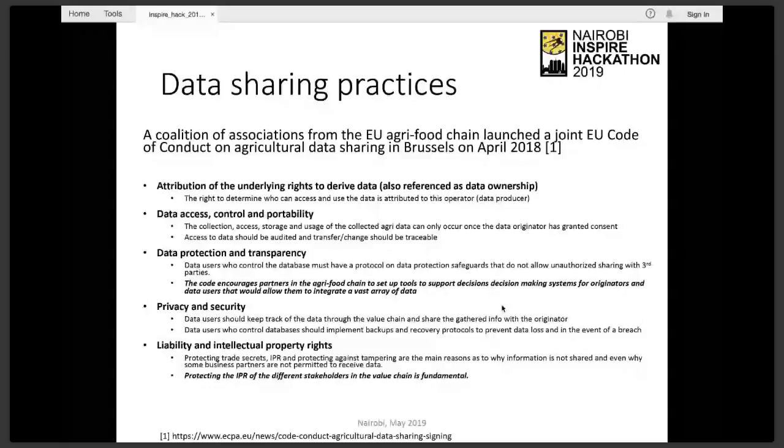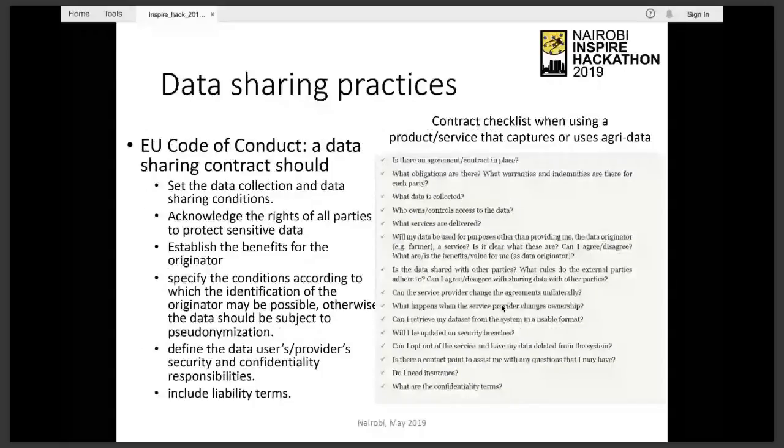This code of conduct also established, for example, what a data sharing contract should establish, and what kind of checklist you should verify before you start sharing or using data that is shared. So all of this is very important when we start to talk about sharing data.